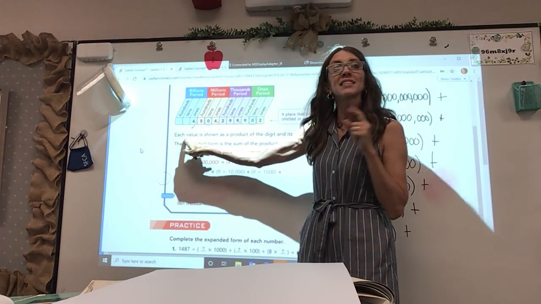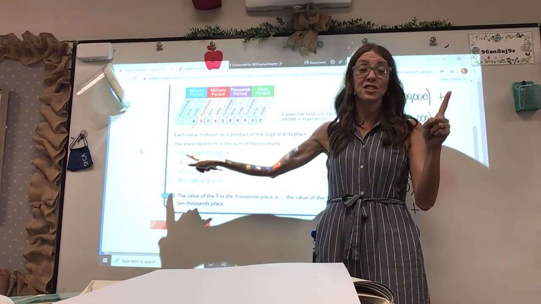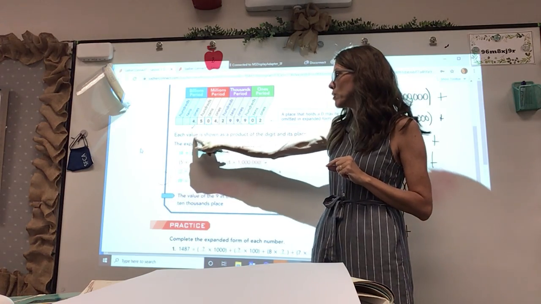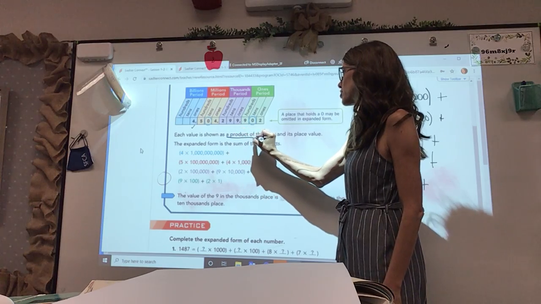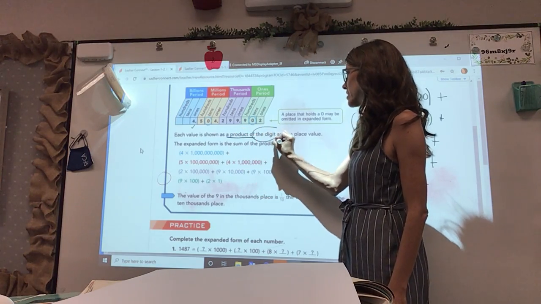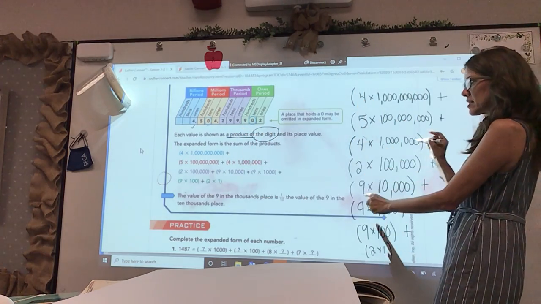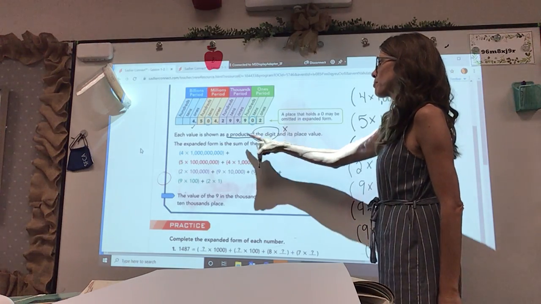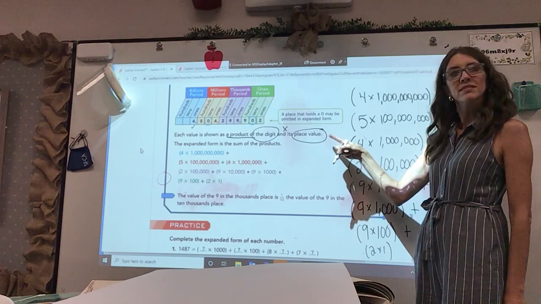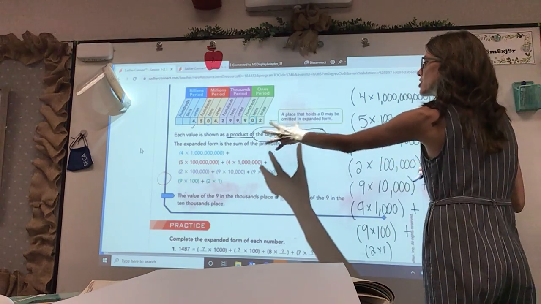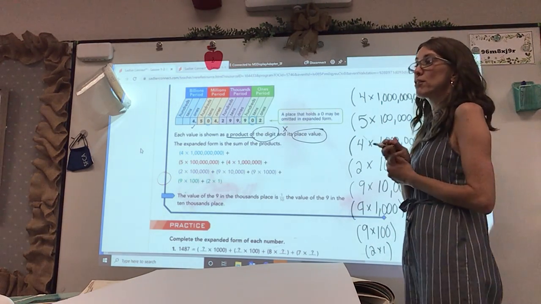That's why, look at this definition one more time. Now it'll make sense to you. Each value is shown as the product of what? The product of 2 things. The digit, right here, these are the digits, and the product of the digit times its place value. Okay, that's what you're doing. The digit times its place value is expanded form.